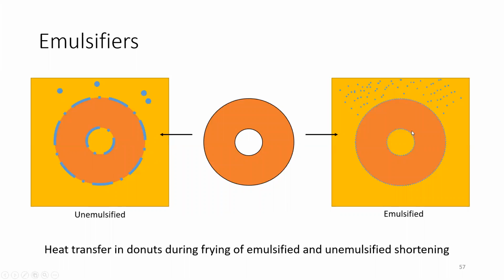If we have an emulsified shortening, we don't have that barrier. We don't have a cool barrier. So heat is going to transfer into that donut much more efficiently. Frying time will go down. The browning on the outside will not be as severe. It won't look burnt on the outside. And also it will be less greasy because we have a shorter frying time and better heat transfer into the center of that donut.